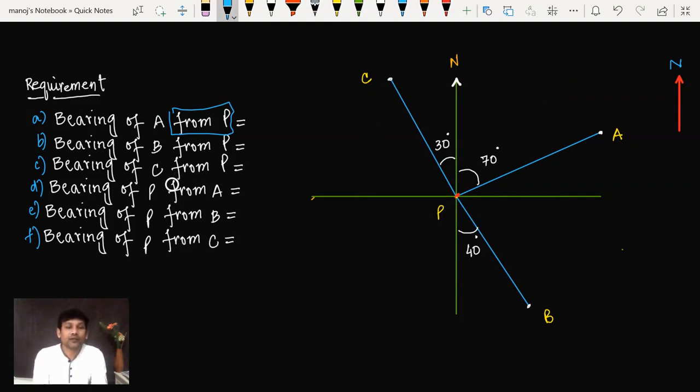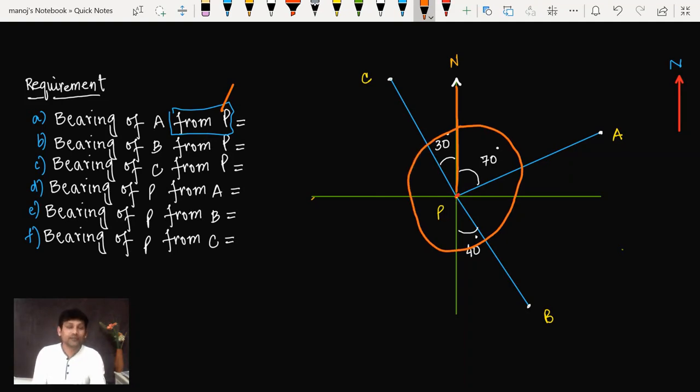Now, the method is very simple. Bearing of A from P. From P, P should have north, and north is there. From P, my method is that I have to draw a circle from P, like a circle like this.